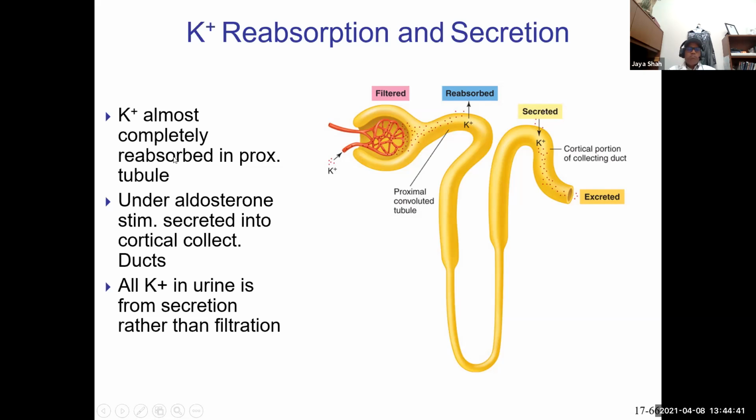So potassium is almost completely reabsorbed in the proximal tubule. Under aldosterone stimulation, it is secreted into the cortical collecting duct. So it is the concentration of potassium in your body which stimulates your adrenal gland to secrete aldosterone. And that aldosterone hormone acts on the cortical portion of the collecting duct, and that helps in secretion of potassium. So under aldosterone stimulus, potassium ions are secreted into the collecting duct. And aldosterone not only does this, aldosterone works on the sodium potassium pump. So they take sodium out and put the potassium inside.